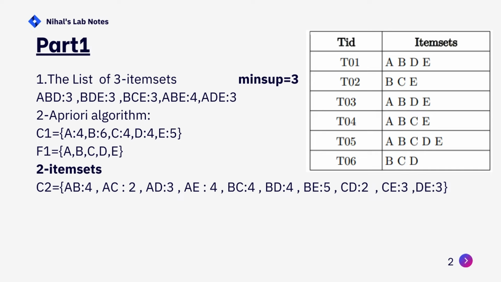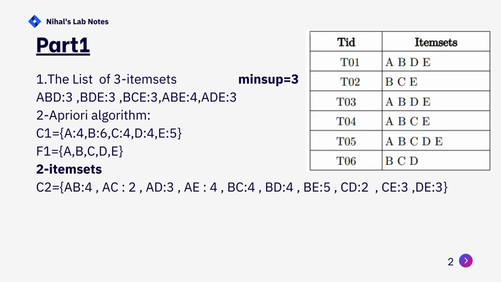For AB, it appears in T01, T03, T04, and T05. So the support of AB is equal to 4. For AC, it appears in T04, T05. So support of AC is equal to 2. For AD, it appears in T01, T03, T05. So the support is equal to 3.